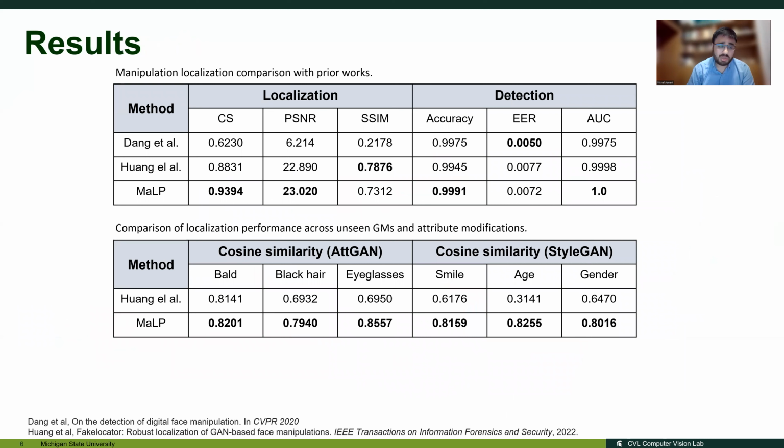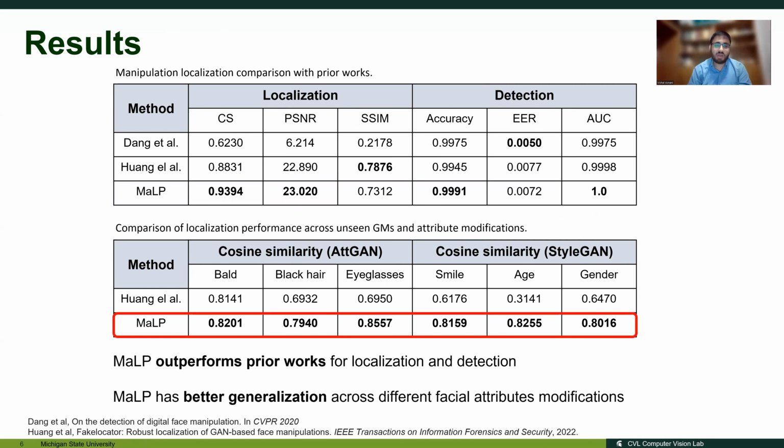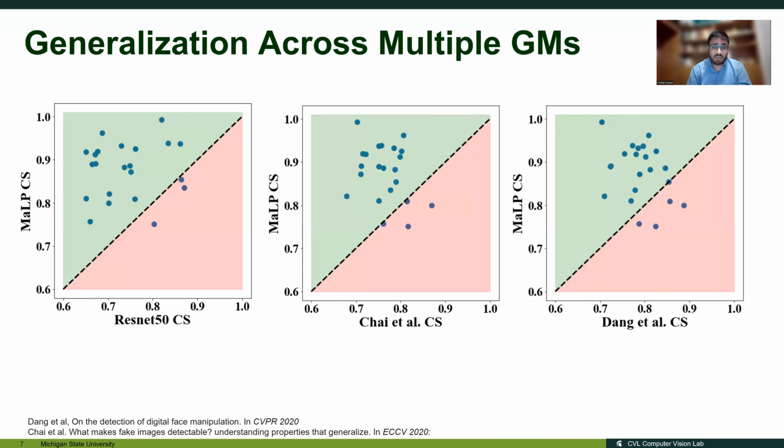Coming on to the results, we compare our approach with the passive and the proactive works. We have much better localization and detection, across just one GAN and across unseen GMs and attribute modifications. So MaLP is able to outperform the prior works for localization and detection, and it also has better generalization across different facial attributes. We also show the generalization of MaLP across multiple generative models.